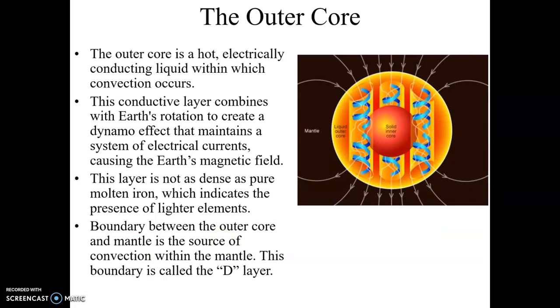Okay, and then we get to the Earth's outer core. The outer core is a hot, electrically conducting liquid, and this is where convection currents occur. This generates a dynamo effect, along with the Earth's rotation, to produce the Earth's magnetic field. It is not quite as dense, however, as pure molten iron, which indicates the presence of lighter elements. The boundary between the outer core and the mantle is the source of convection within the Earth's mantle itself, by the way. This is what's driving plate tectonics. This boundary between the outer core and the mantle is referred to as the D" layer.